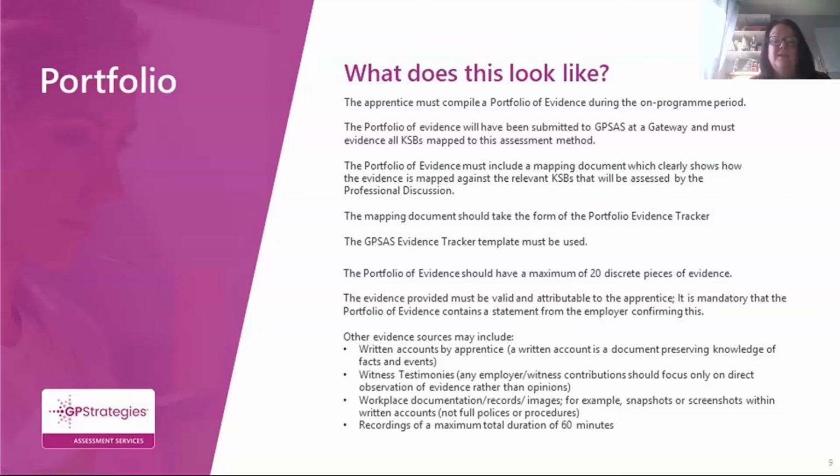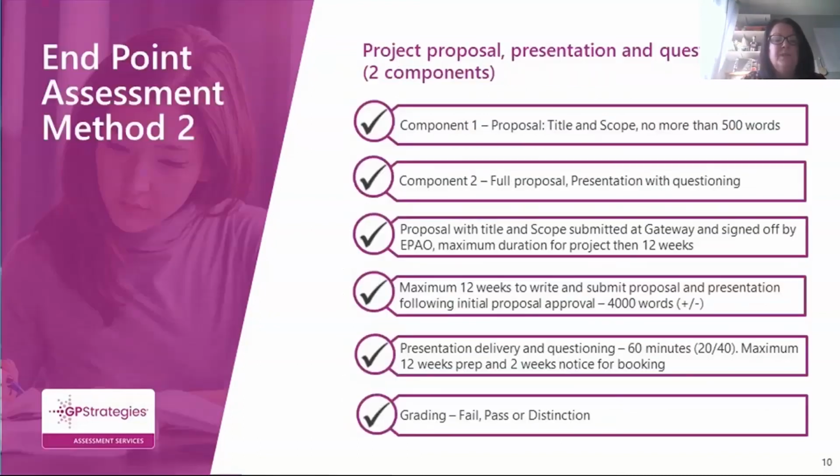You'll see that it's asking for written accounts by the apprentice, witness testimonies, so it's direct observation, not opinions, direct observation of seeing the apprentice do something, workplace documents, recordings, screenshots, written accounts, anything like that. I think the portfolio part is fairly straightforward, but that will then lead into the professional discussion. So let's go to endpoint assessment method 2.